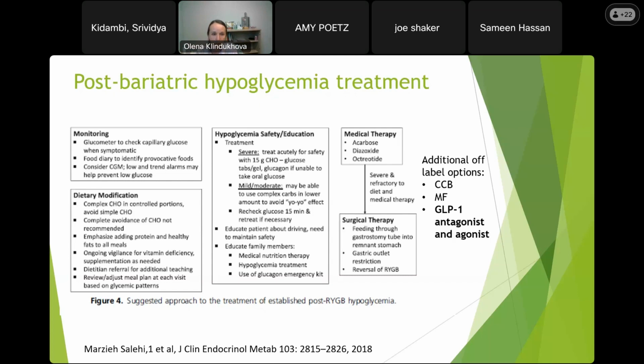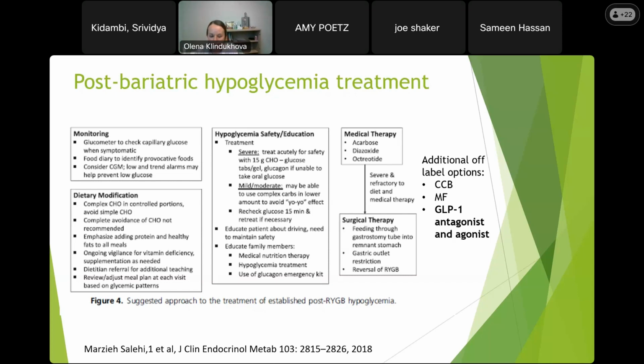For the off-label options, I'm sure you guys have used acarbose. It's got a bunch of GI side effects, and most patients cannot stick to it. I have only a small number of patients who can stay on it. Octreotide we frequently use in the hospital if needed. On the outpatient side, it's again quite challenging due to the cost and insurance coverage.